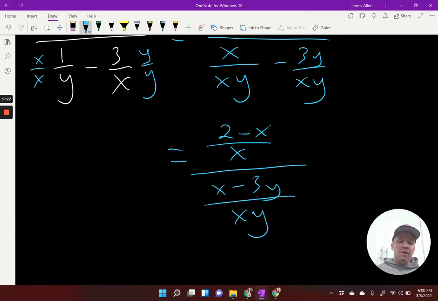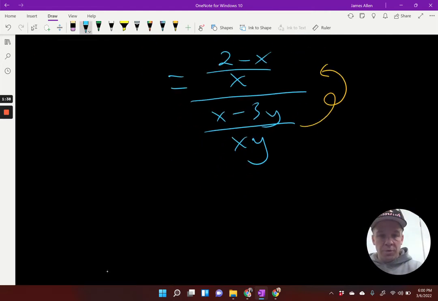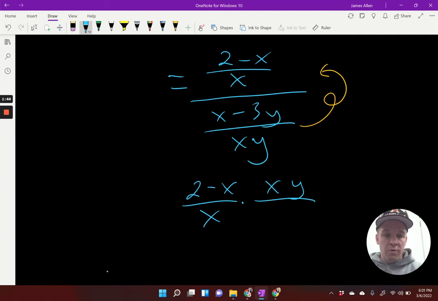So now I have the complex fraction situation where I can go ahead and I can just multiply by my reciprocal, right? So what I'll have is then 2 minus x over x multiplied by, this will be xy over x minus 3y. Okay, can I simplify?